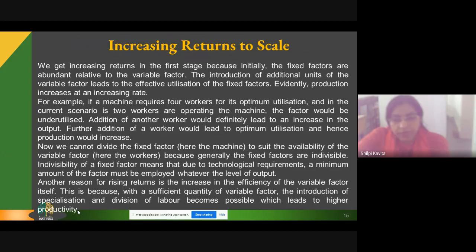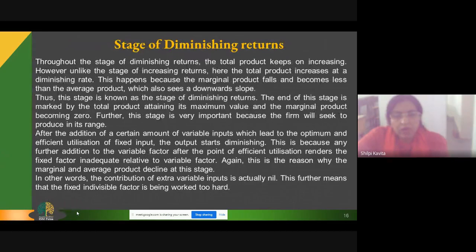We all know we are living in an age of specialization. Either it is a specialization vocational course or a specialization of work according to the skill of the workers, the skill of the laborers. That increases the efficiency and that is also a cost reducing device, I should say. So a sufficient quantity of variable factor introduces the case of specialization and division of labor, and with the specialization process, the productivity increases. Now there comes the turn of the stage of diminishing returns.